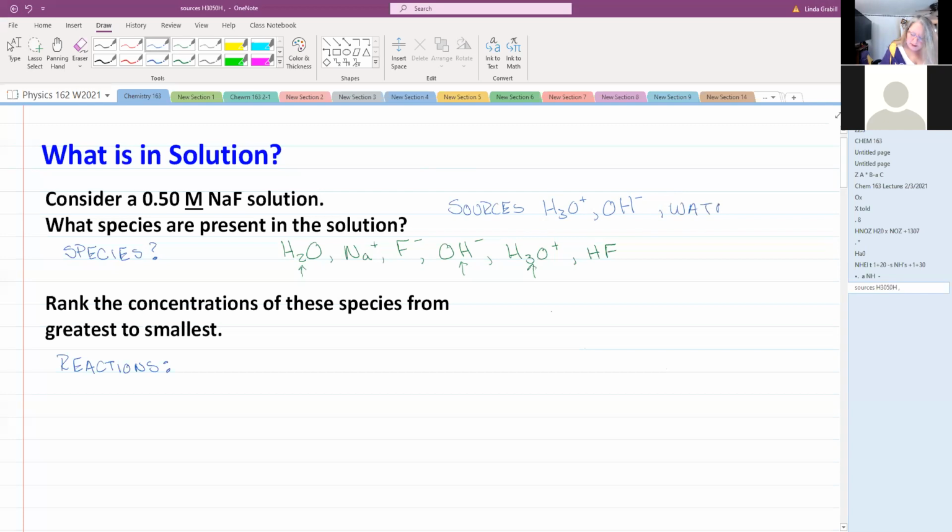And let's go ahead and write that reaction down. So I'm going to have my H2O going in equilibrium to OH minus plus H3O plus. Let's go ahead and balance that. Sweet. Does everybody see that? So this is the auto ionization of water. What other reaction do I have going on?